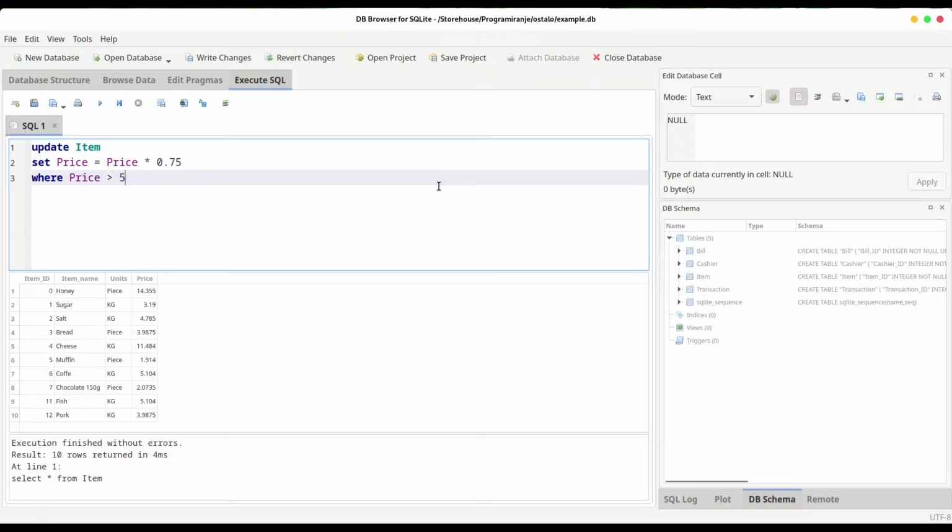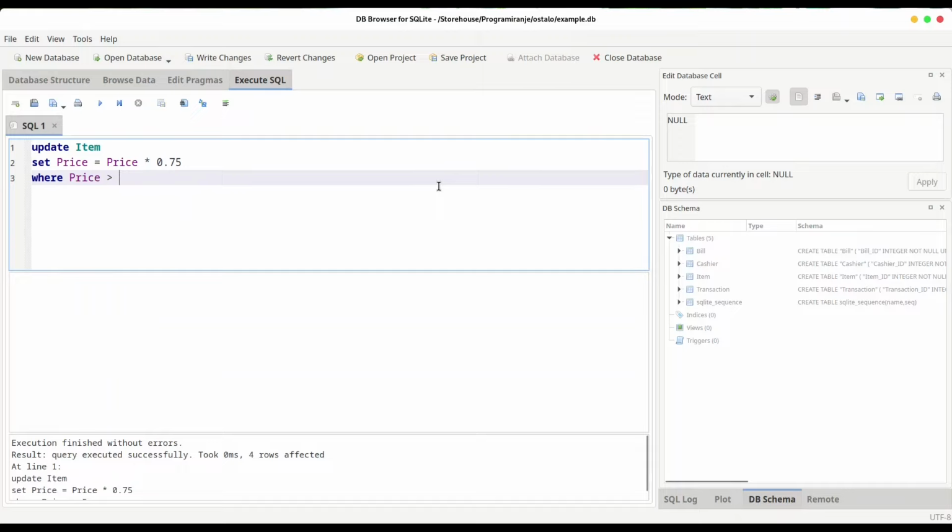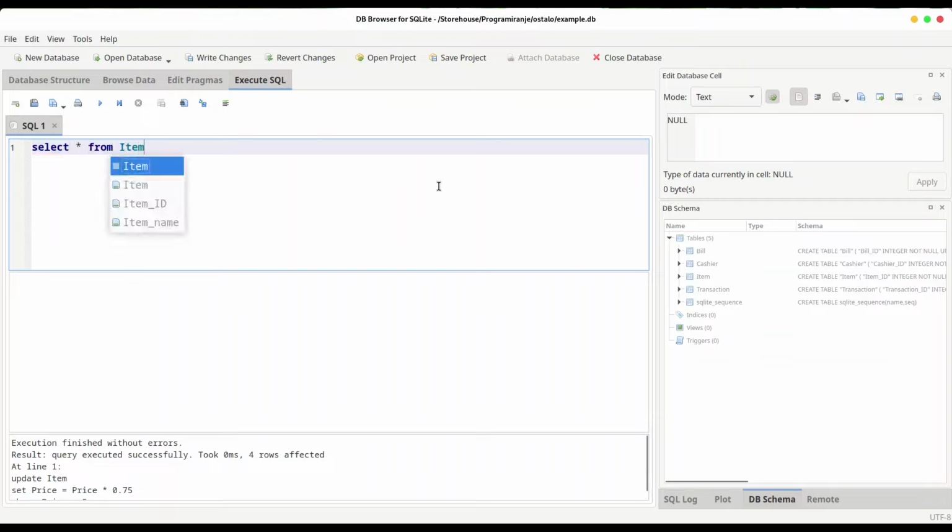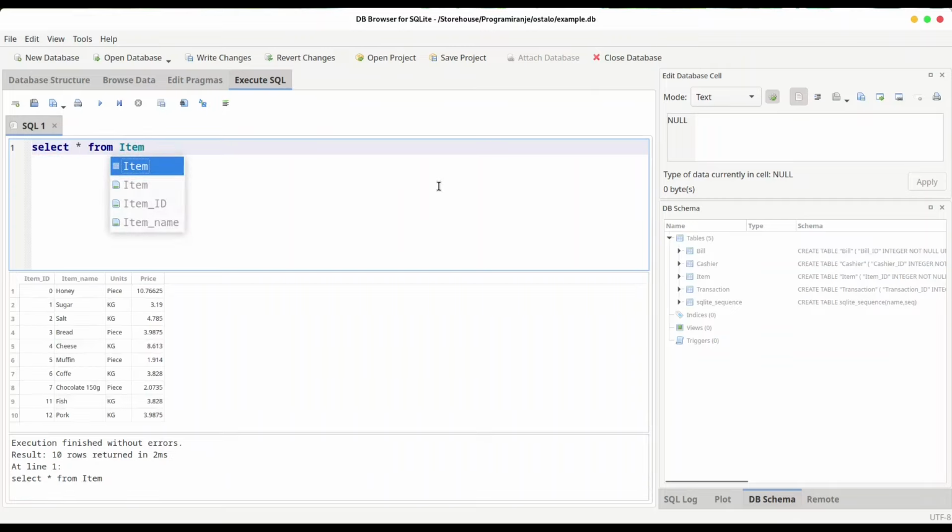And now I'm going to execute this command, and let us check what we have. Select all from item, execute this, and as you see we have a 25% reduction on every price bigger than 5 USD.